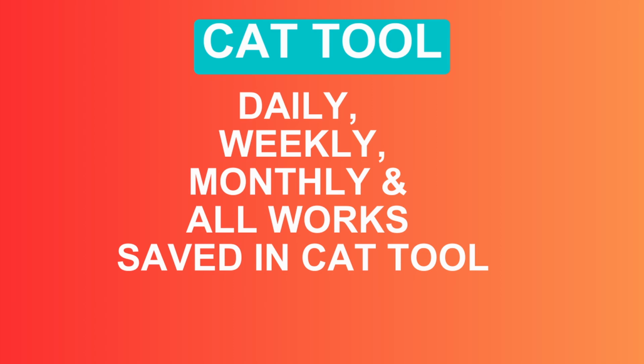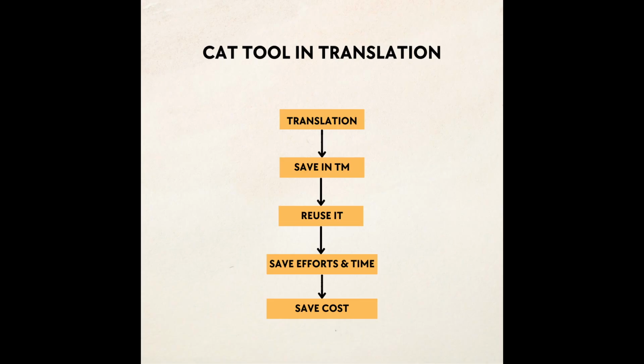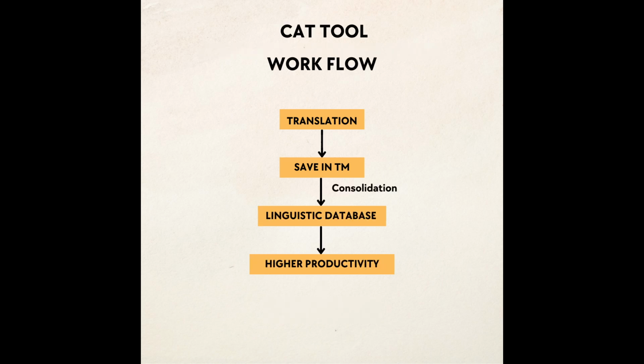So I have represented the concept in a diagram. You translate, save in the cat tool, and reuse it forever. That is, you translate once and reuse for a lifetime. That is the main concept of a cat tool. By saving all the translations in a translation memory, we'll be able to build a huge database of translations that is called TM. TM is the translation memory of a cat tool.